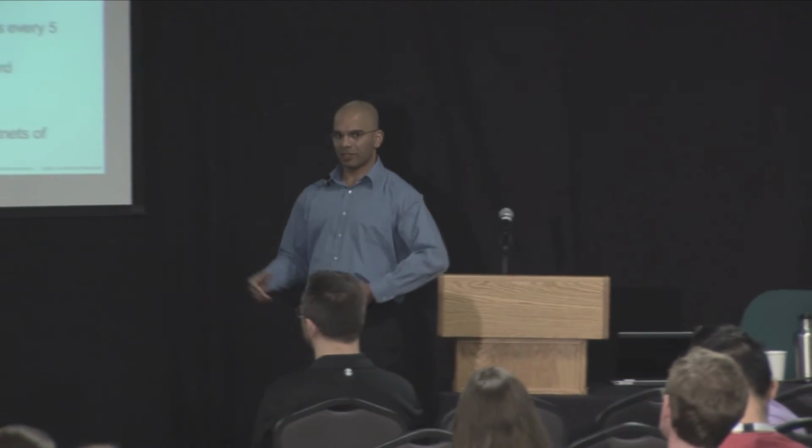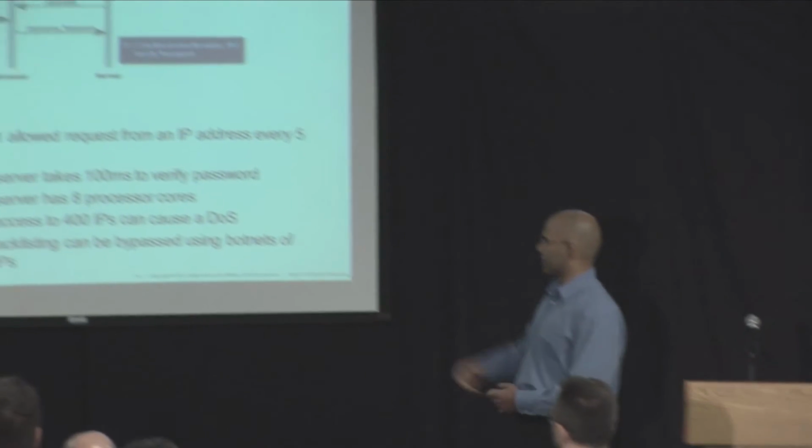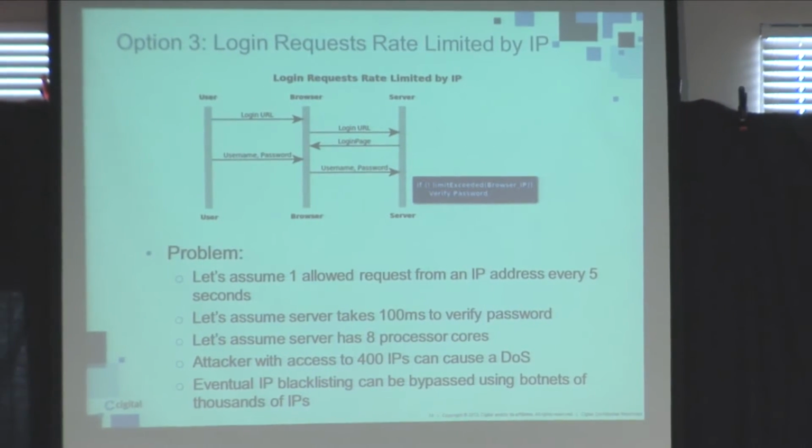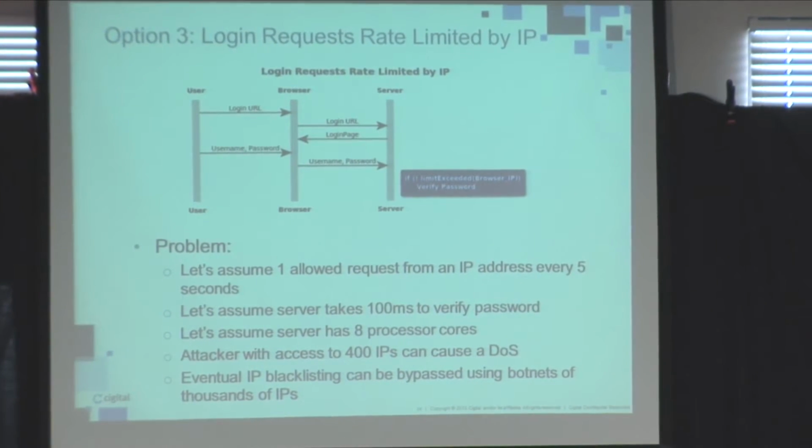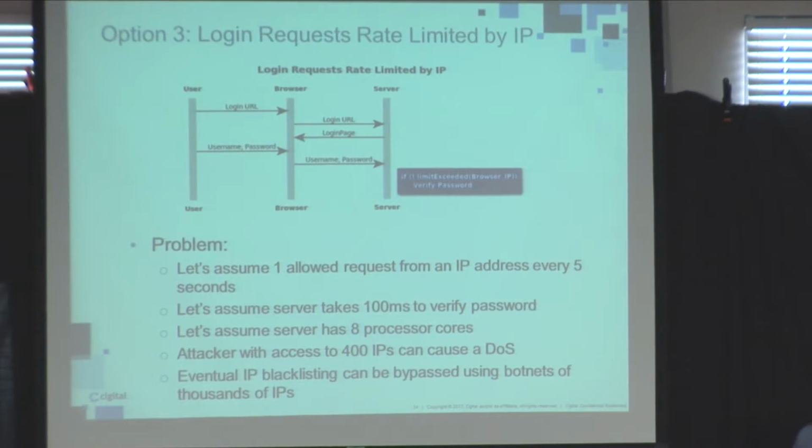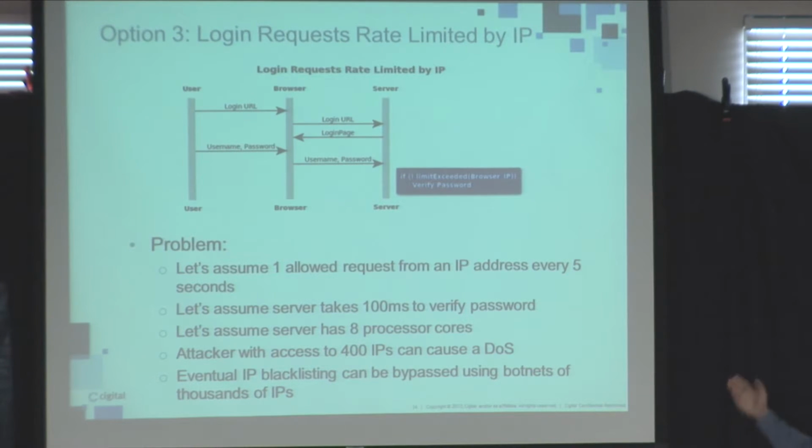You have a botnet. Exactly. DoS regardless. Exactly. And you don't need a huge botnet. I know that I'm fudging some of the numbers here, but let's just go with it for now. So let's assume you allow one request from an IP address every 5 seconds, which is actually a pretty slow rate. Let's say our server takes 100 milliseconds to verify the password because, well, it's a slow operation. And if the server has 8 cores, an attacker with access to 400 IPs can cause a denial of service. I know I'm fudging numbers here, but that's fine.